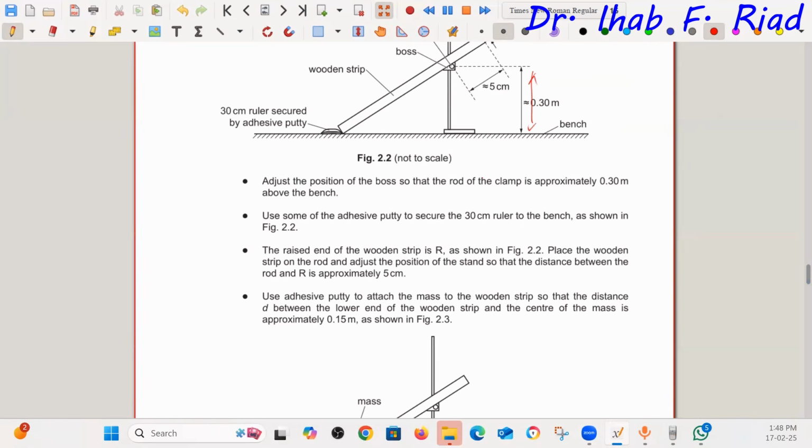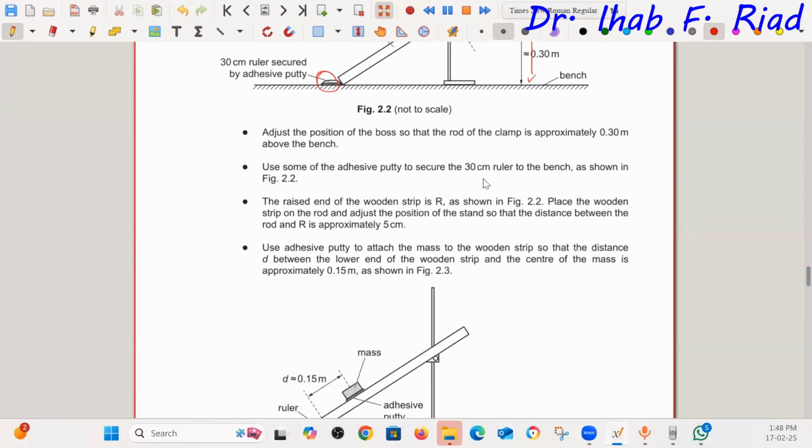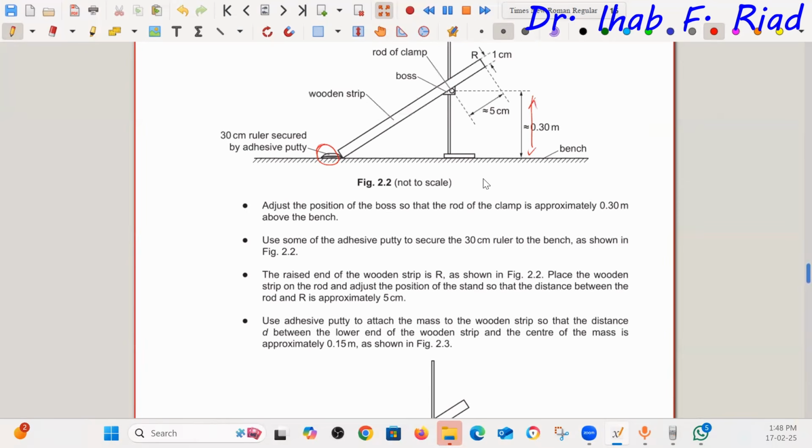So we are putting a putty over here, okay, to make sure that this piece of wood doesn't slide. The raised end of the wooden strip is R. Here is R. As shown, place the wooden strip on the rod and adjust the position of the stand so that the distance between the rod and R is approximately 5 centimeters.